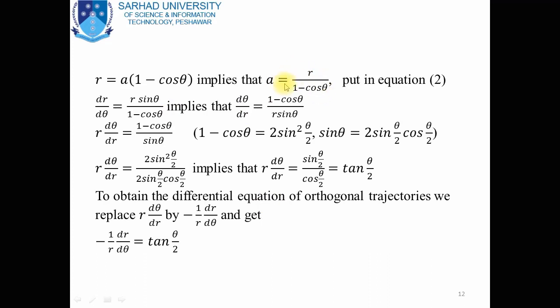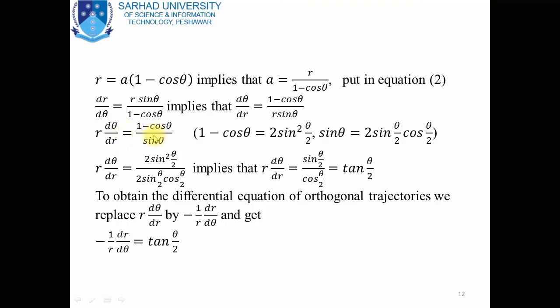Now putting this value of a in this differential equation, we obtain dr by d theta is equal to r sin theta divided by 1 minus cos theta, and this equation can be written as d theta by dr is equal to 1 minus cos theta divided by r sin theta. Now multiplying both sides by r, we obtain r d theta by dr is equal to 1 minus cos theta divided by sin theta.